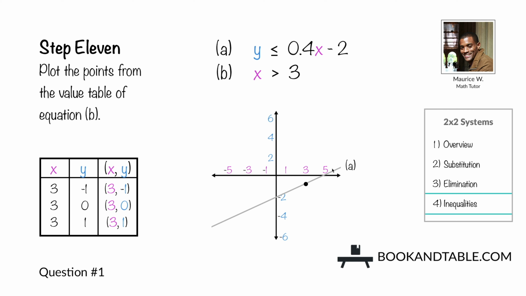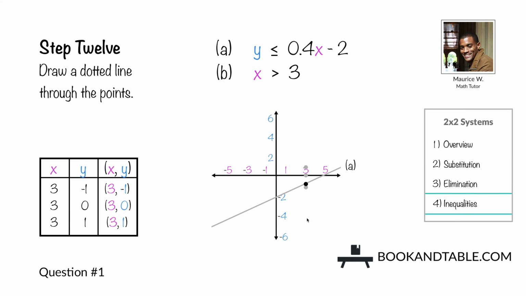So step 11, plot the points from the value table of equation B. So we plot the 3 points. So the first one is 3, negative 1. The second one is 3, 0. And the third point is 3, positive 1. And now with these 3 points, we'll be able to sketch our line for B. So step 12, draw a dotted line through the points. So now we have the 2 lines for each inequality.